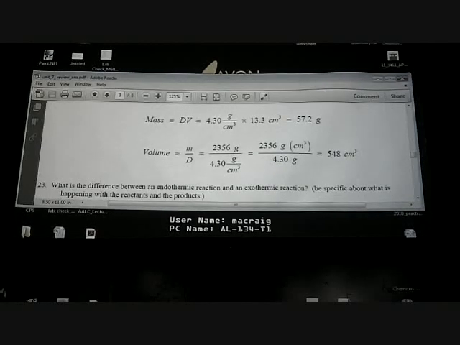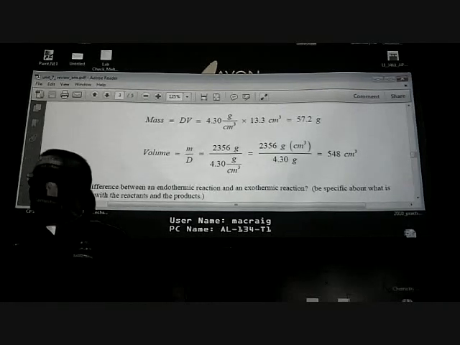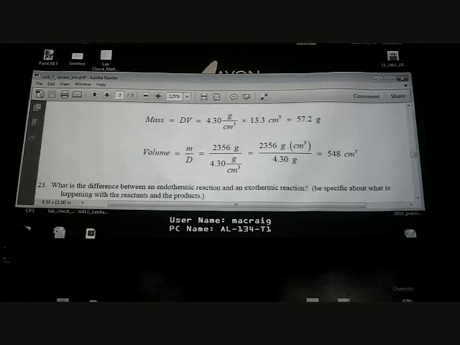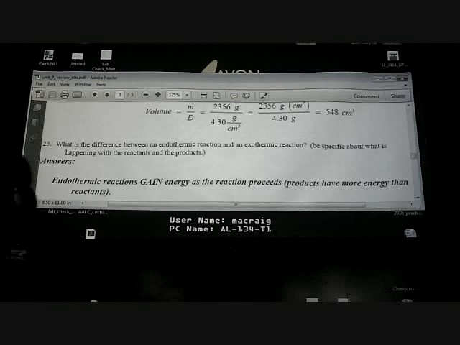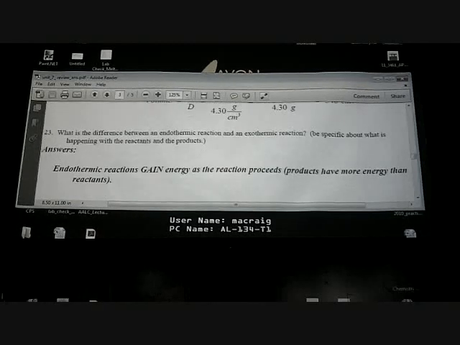All right, 23. What is the difference between an endothermic reaction and an exothermic reaction? So endo means absorbing the energy. Exo means releasing it or losing it. Good. Is that all we need to know about that? That's it, until we talk about heat later on.